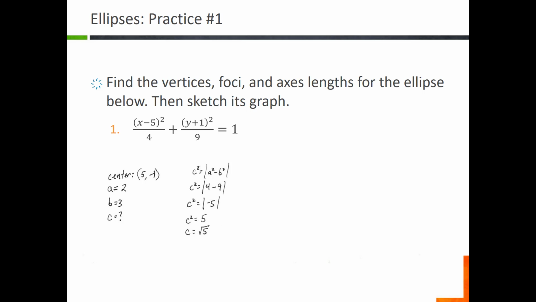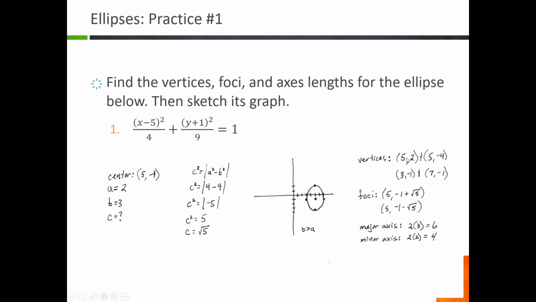So once we know a, b, and c, we can go ahead and sketch the graph. So again, the center here is at (5, -1). It goes 2 units to the left, 2 units to the right, 3 units up, 3 units down. And so that gives us the 4 points on the ellipse, the 4 vertices. And again, because b is bigger than a, it should be slightly taller than it is wide.